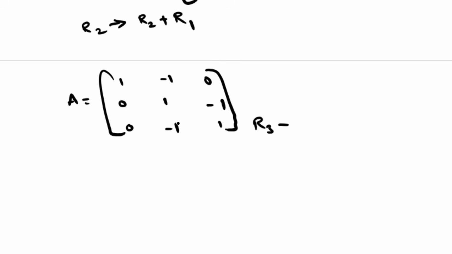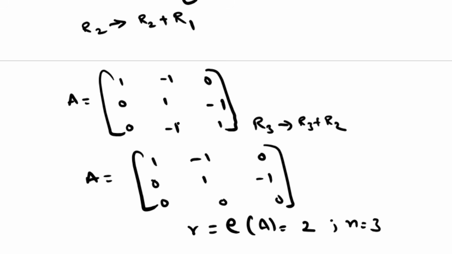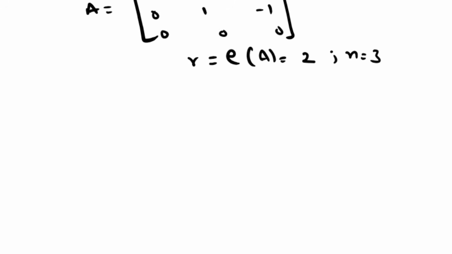Now R3 implies R3 plus R2. A is equals to [1 -1 0; 0 1 -1; 0 0 0]. Therefore the rank of the matrix A is equals to 2 and n equals to 3. R equals to the rank of matrix equals to 2 and n equals to 3. Therefore the value of n minus r is 1.